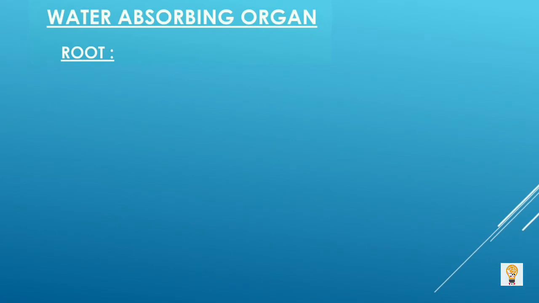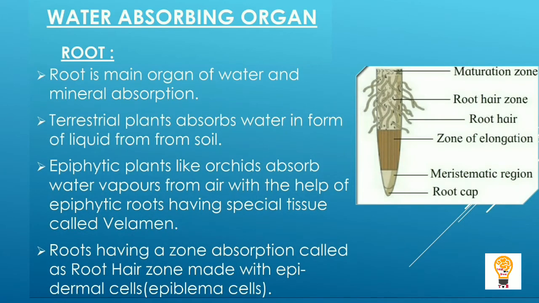Now next is water absorbing organs. Basically, we all know the water absorbing organs in a plant are the root and root hair. Let us study this in detail. The root is the main organ of water and mineral absorption. Then second, terrestrial plants absorb water in the form of liquid from the soil. Terrestrial plants, which are on land, absorb water from the soil. All these things are jumbled up in the textbook, so I have made these points nicely point-wise in a notes form, so you can use the same to write in the exam.